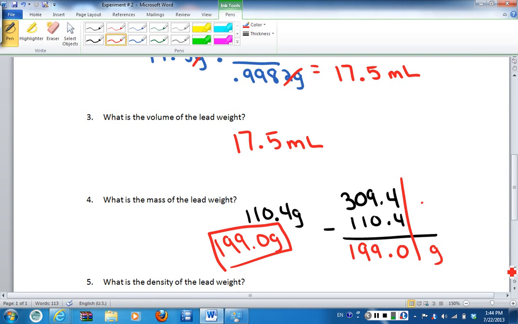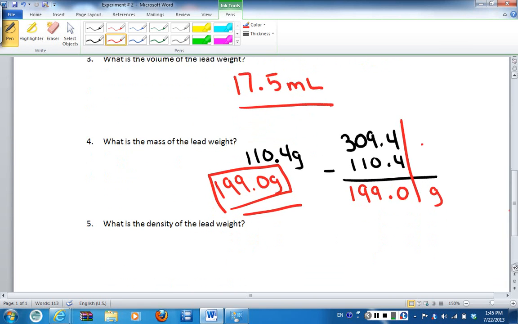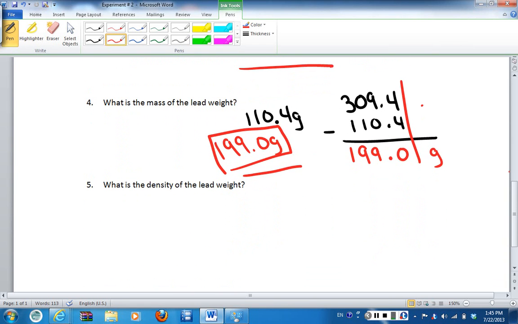Okay, so we've determined the mass of the water displaced. We've determined the volume of the water displaced. We've also used that to figure out the volume of the lead weight. So we have the volume of the lead weight, we have the mass of the lead weight, and then we can use that to determine the density of the lead weight. So since we're looking for the density here, we know density is mass over volume. Okay, well, we have our mass, and up here we have our volume. So by simply dividing, we can determine the density of this lead weight.